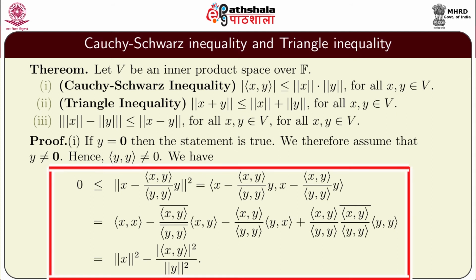And we look at the norm of this vector, x minus (inner product x y by inner product y y) times the vector y. We in fact look at the norm square, which is therefore non-negative, but we know that the norm square is nothing but the inner product of the vector with itself. Therefore, it is equal to the inner product of x minus (inner product x y by inner product y y) y, comma, x minus (inner product x y by inner product y y) y.